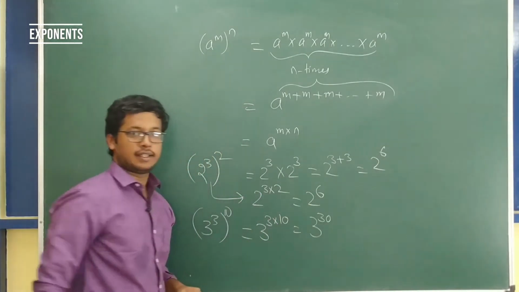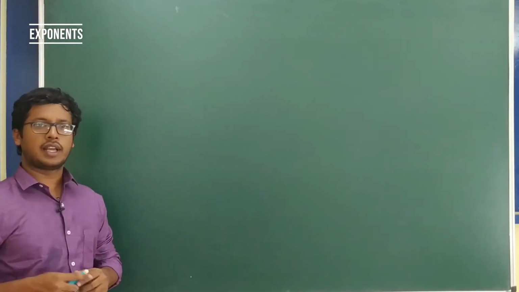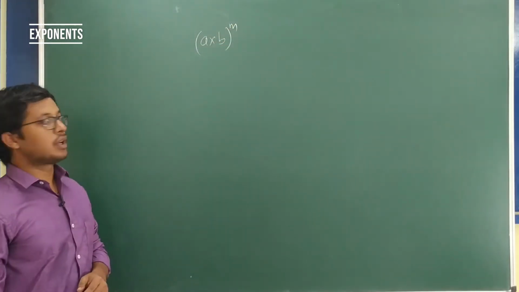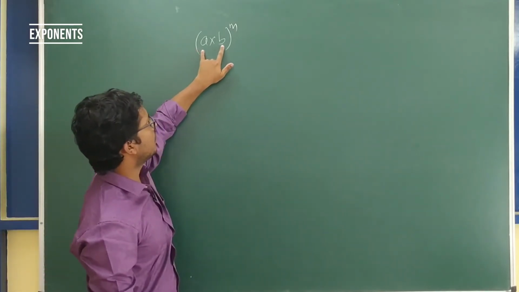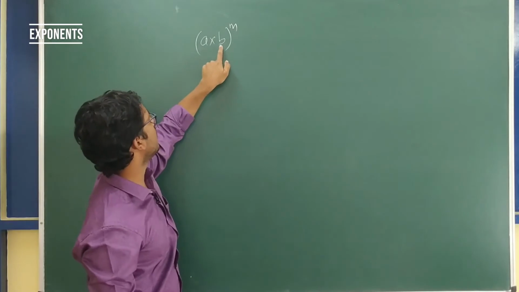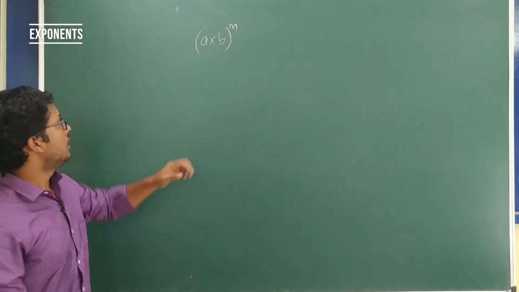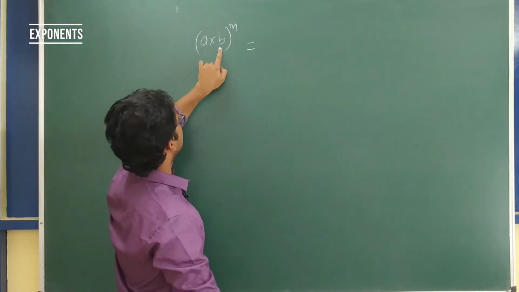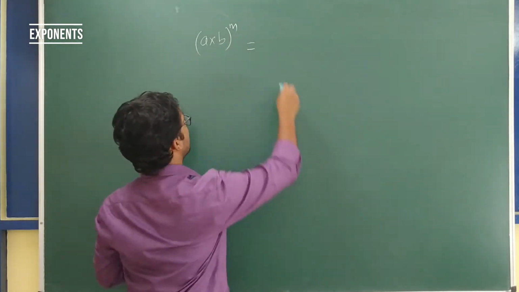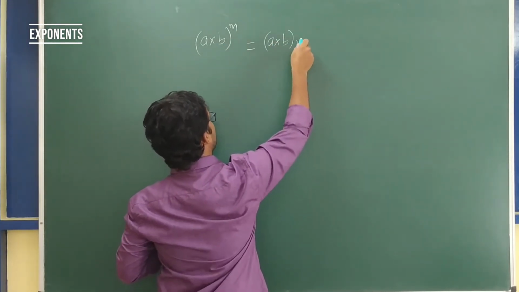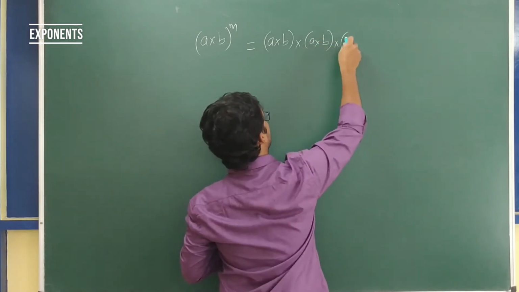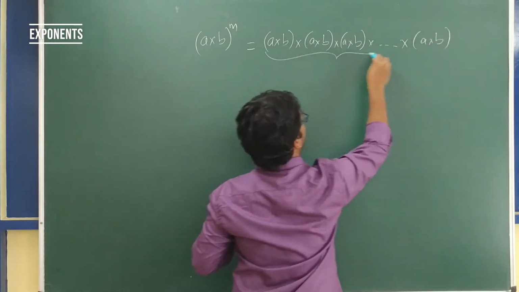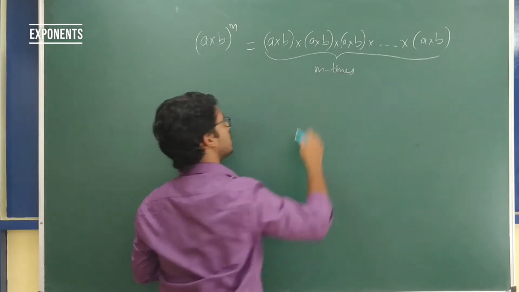Now we study one more law of exponents, which is (a into b) whole raised to m. Here we are multiplying two bases, a into b, and that whole is raised to m. First let's expand and write, and see what happens. This is a into b multiplied m number of times. So a into b one time, into a into b twice, into a into b thrice. Like this we are multiplying a into b m number of times. So there are m times a into b.